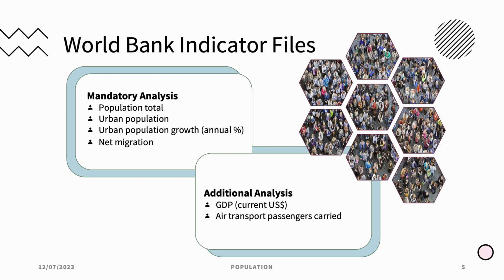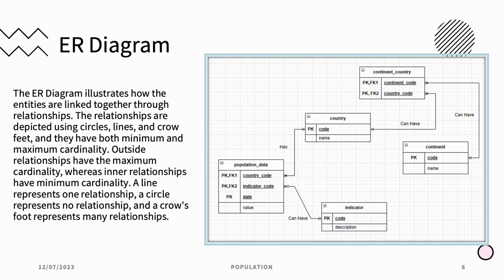The World Bank indicator files that we used are population total, urban population growth, and net migration. We also chose GDP and air transport passengers carried for our additional analysis questions.